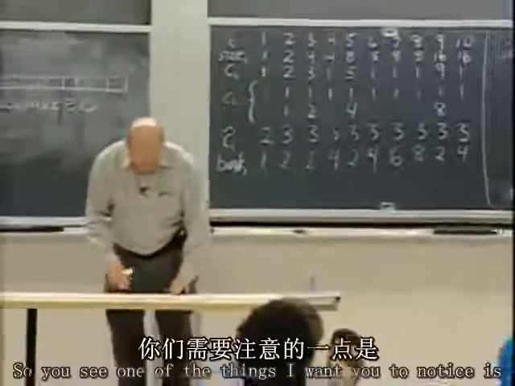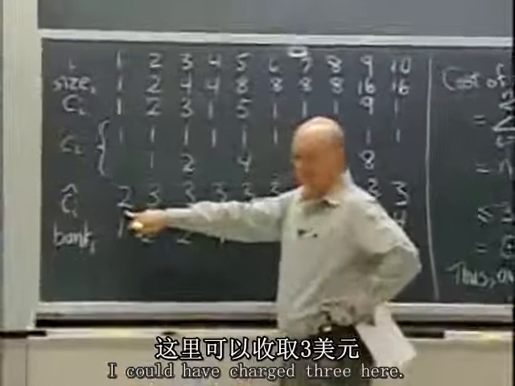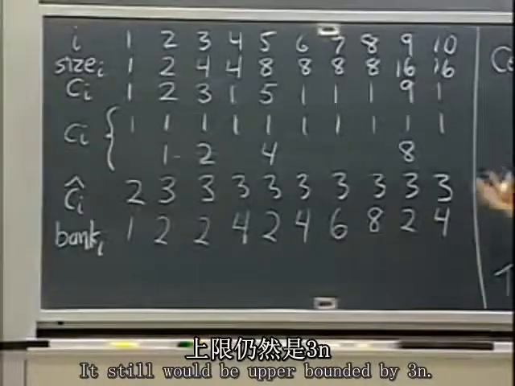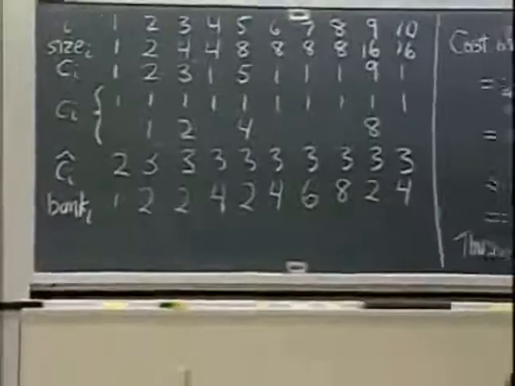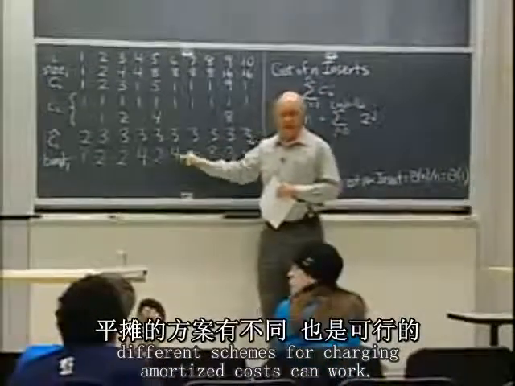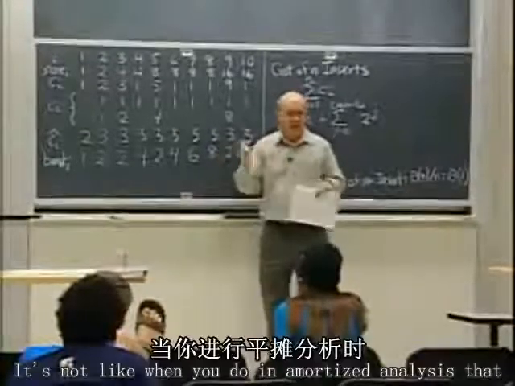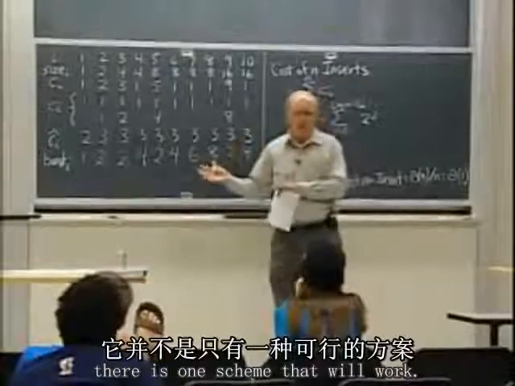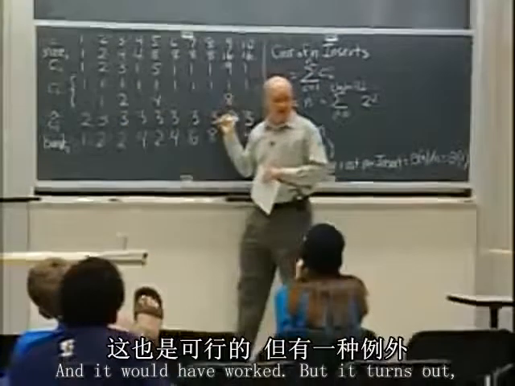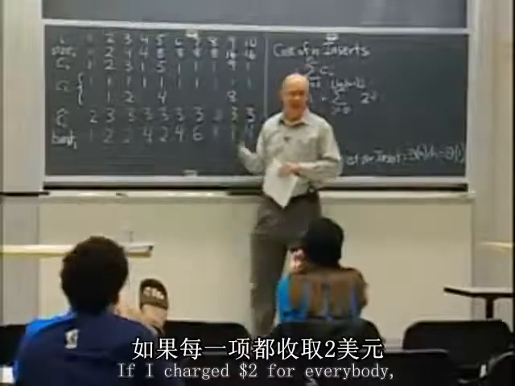So you see, one of the things I want you to notice is I could have charged 3 here, and then I would have had an extra $1 lying around throughout here. Wouldn't have mattered. Still would be upper bounded by 3n. So the idea is that different schemes for charging amortized costs can work. They don't all have to be the same. It's not like when you do amortized analysis that there's one scheme that will work. I could have charged $4 to everybody, and it would have worked. But it turns out I couldn't have charged $2 for everybody. If I charged $2 for everybody, my balance would go negative.